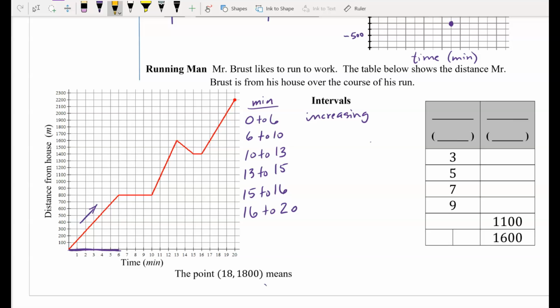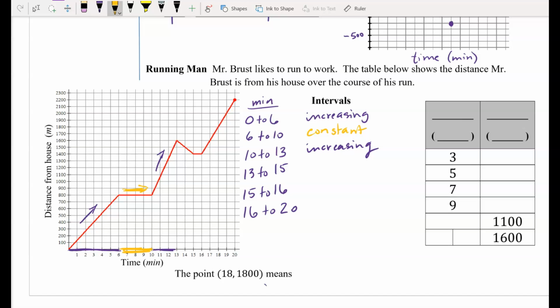On the next interval from 6 to 10 minutes, which would be right here on the time axis, you can see that the graph is flat right here. If it's flat, then that means it's not changing. If it's not changing, we say that it is constant. On the next interval from 10 to 13, I'll just change colors here and alternate. From 10 to 13 minutes, our graph is uphill again. It's steeper than it was before, but it's still increasing because it's uphill. He's going away from his house.